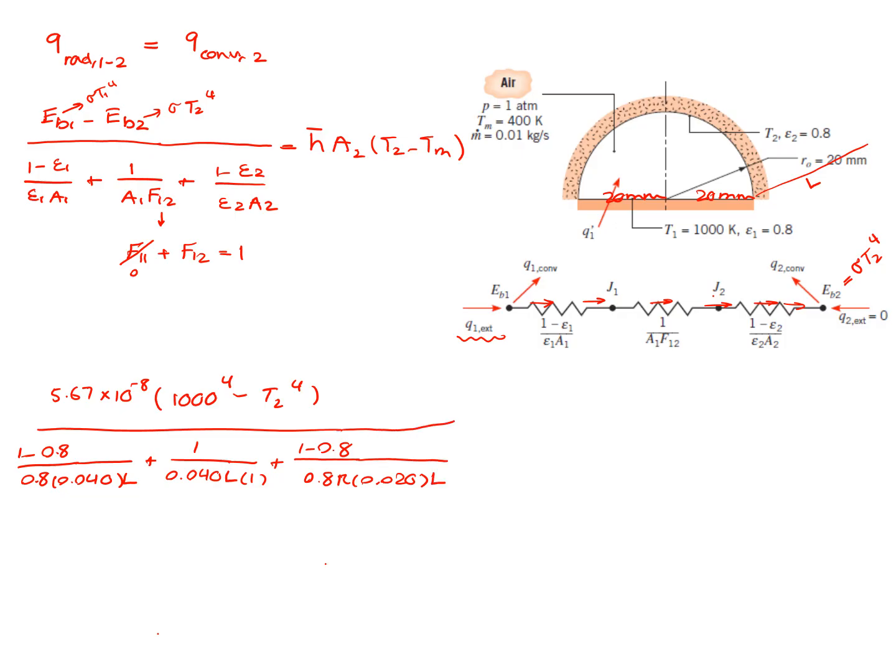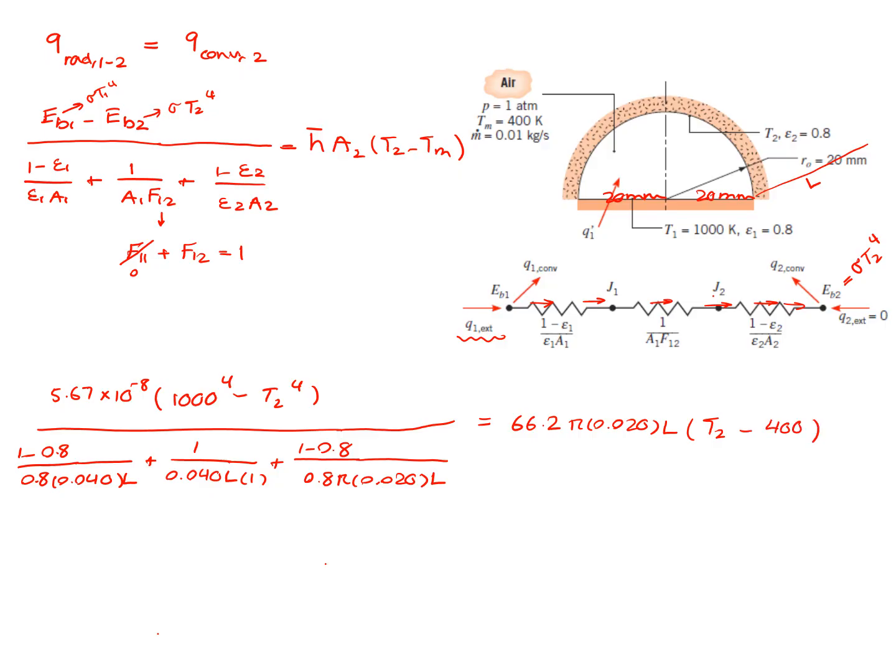So now on the right-hand side, I'll be able to say my h-bar from the previous slide is 66.2. My area is going to be the same way that I calculated just now, pi times 0.020 L. And then what else do I have? T2 minus Tm. T2 I don't know, I'm looking to calculate that. Tm is 400 degrees Kelvin.